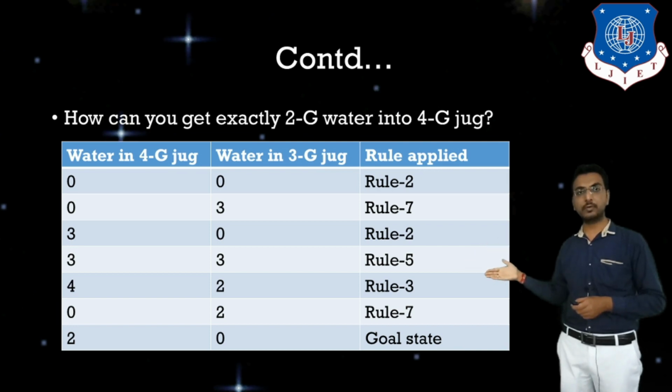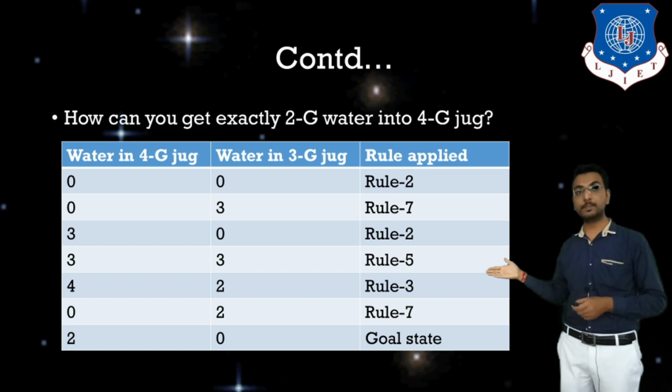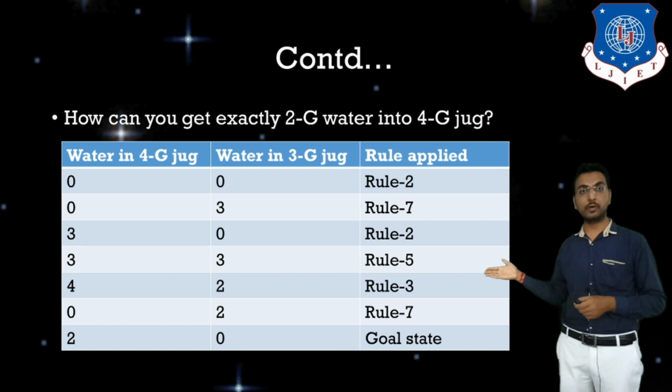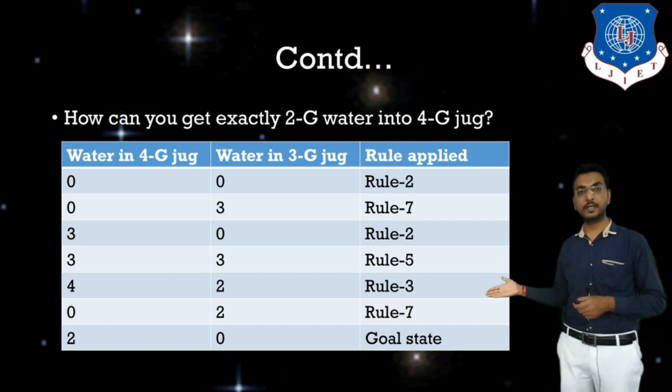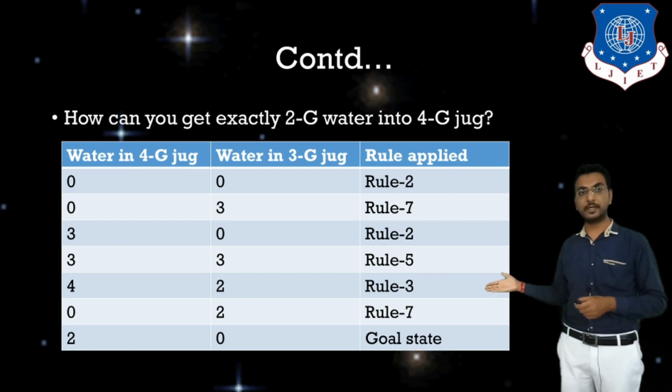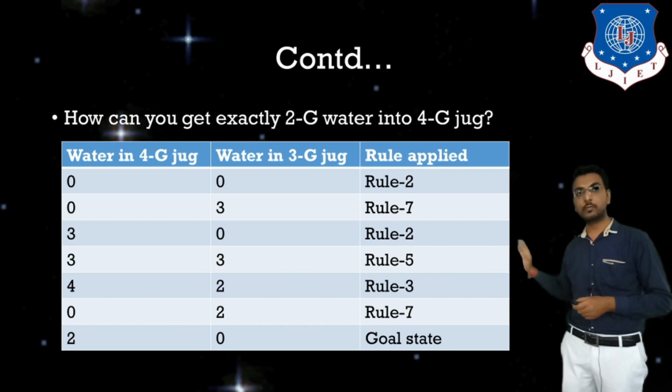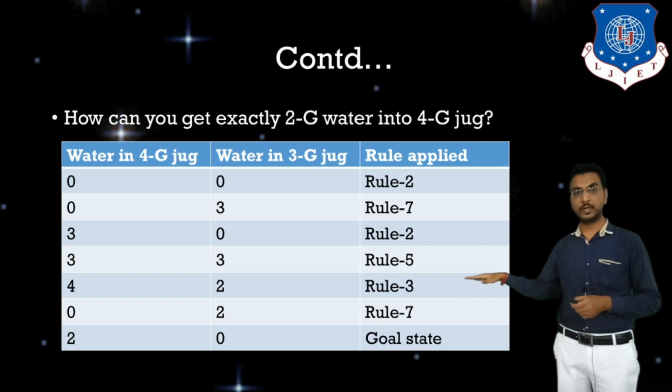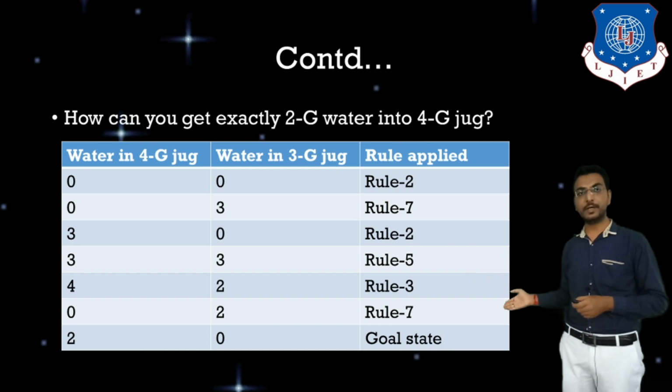Next we apply rule number 3, that means pour water from jug X onto the ground. So 0 comma 2 remains, that means 0 gallon water remains in the X jug and 2 gallon water remains in the Y jug. And last, we have applied rule number 7, to transfer the water from the Y jug to the X jug. That means the Y jug will be emptied now and that will be given to X.